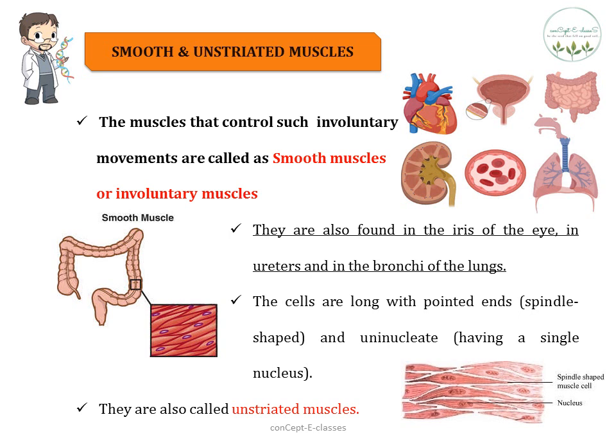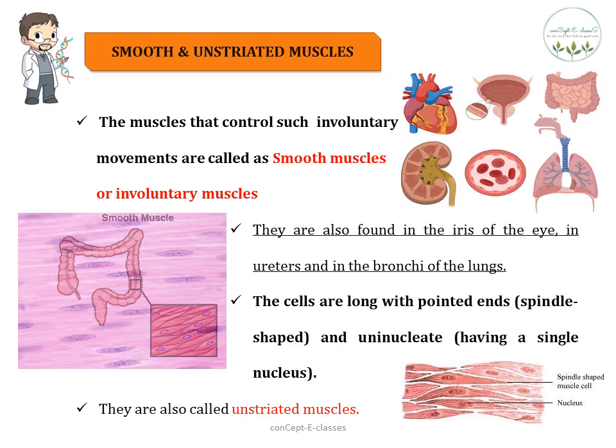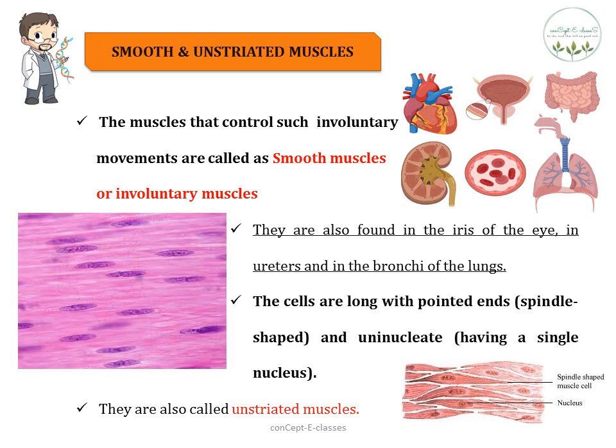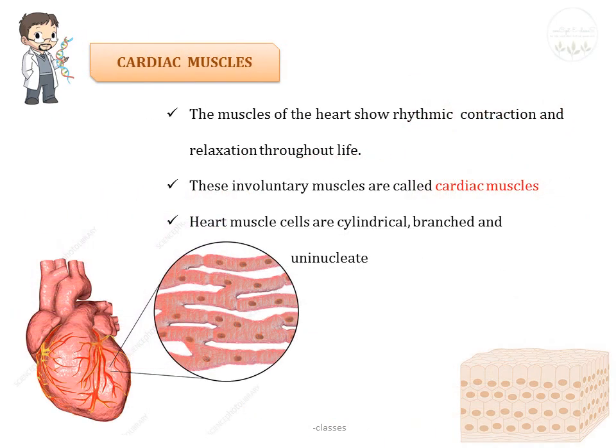Now let's see the peculiarities of the cells of such muscles. The cells are long with pointed ends, like they're spindle shaped, and they are uninucleate. They have only a single nucleus and they have no stripes. So that is why they are called unstriated muscles.